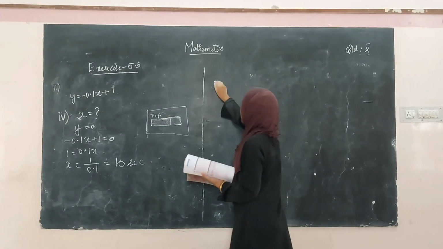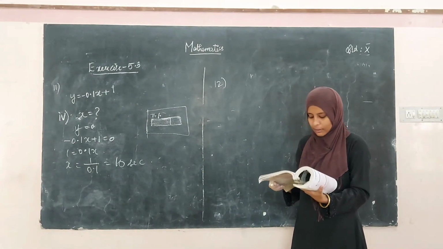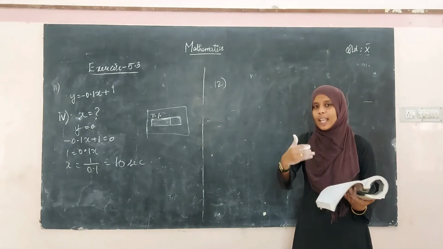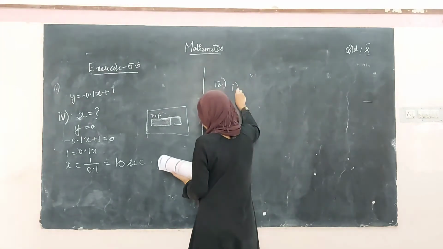Find the equation of the line whose intercepts on the x and y axis are given below. What they have given is the x-axis intercept and y-axis intercept, that is, a and b values. We have to find the equation. Okay, see the first subdivision.